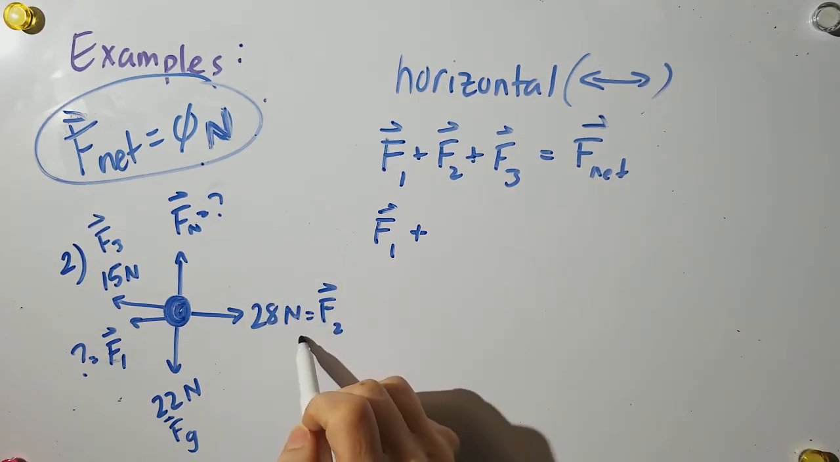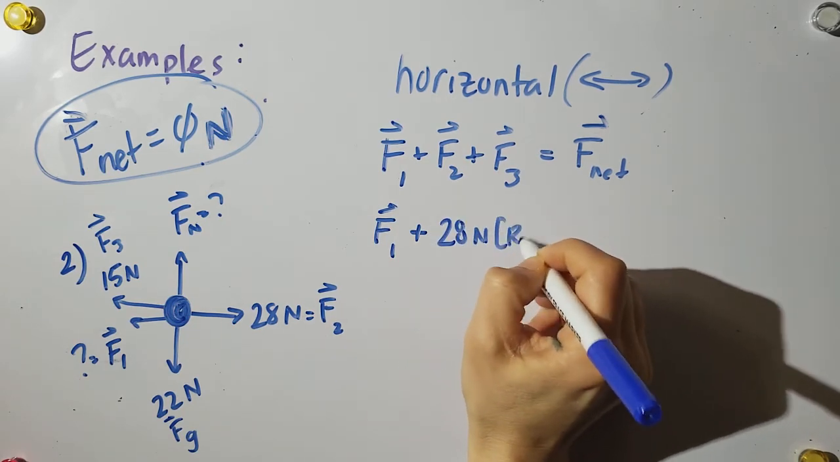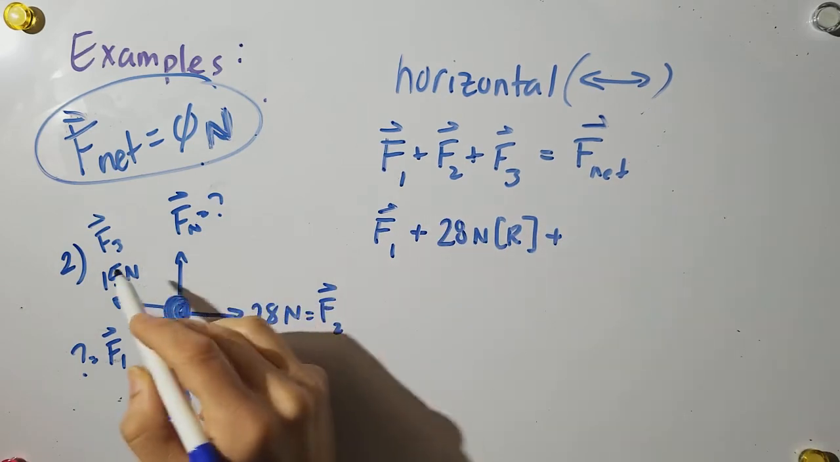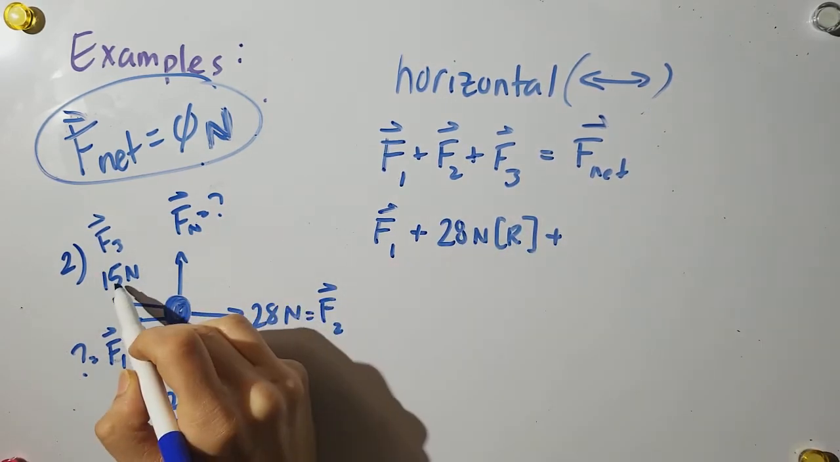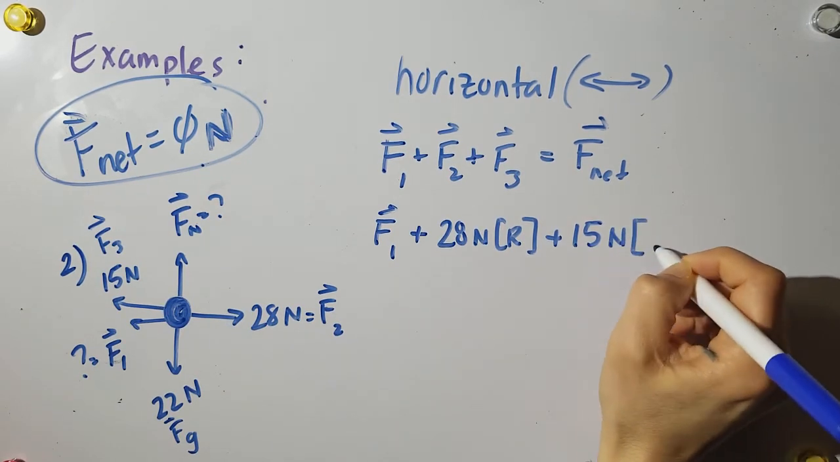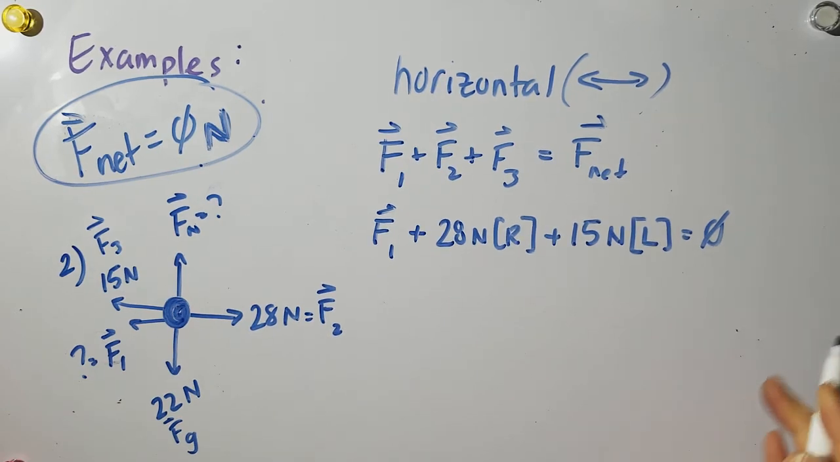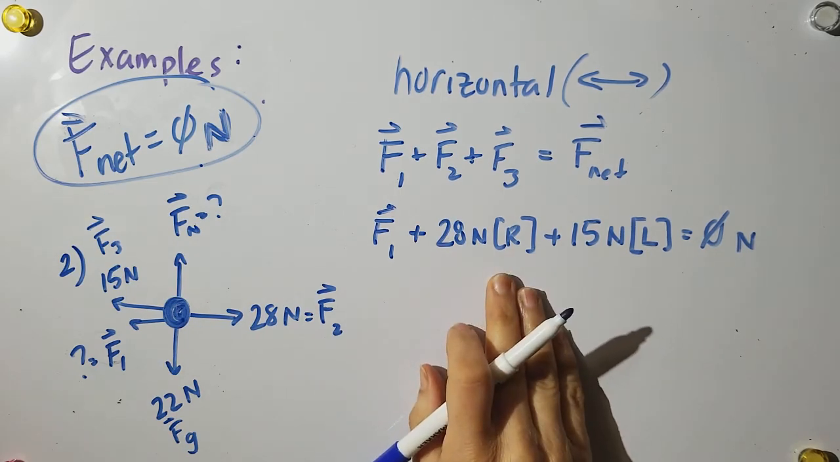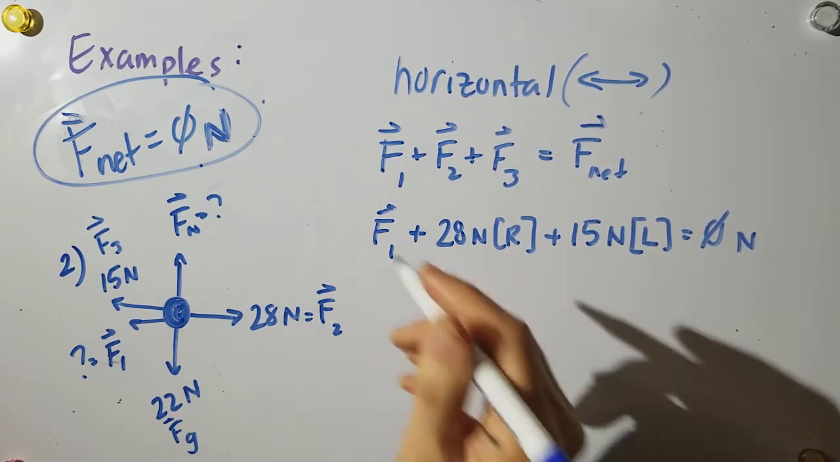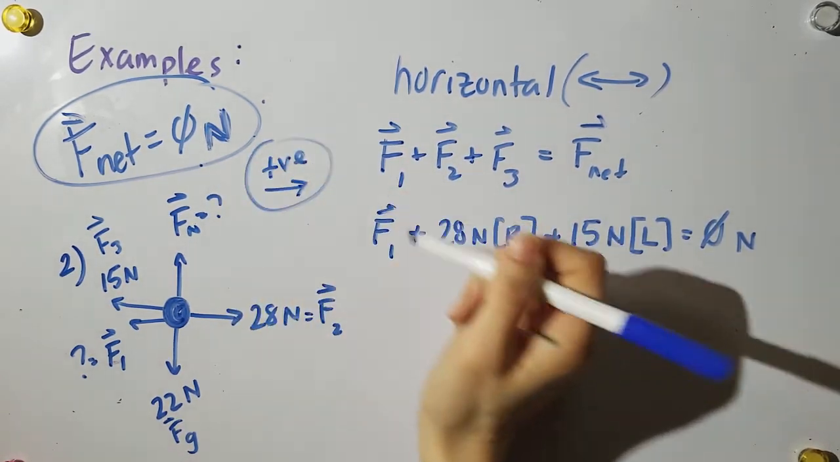So F2 is to the right, so it's 28 newtons. And I'm going to use an R for right, plus F3, and that's 15 newtons to the left. 15 newtons to the left, and that equals 0. I can fit that in. You guys can see that. All right, now, one of the ways we did this before was to choose a direction that is positive. So why don't I just say this direction to the right is positive.